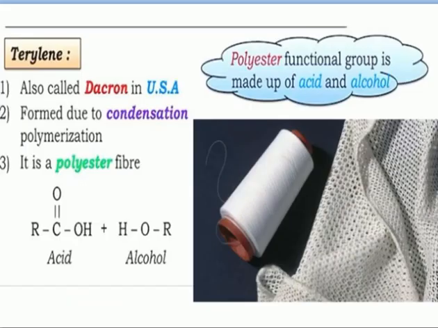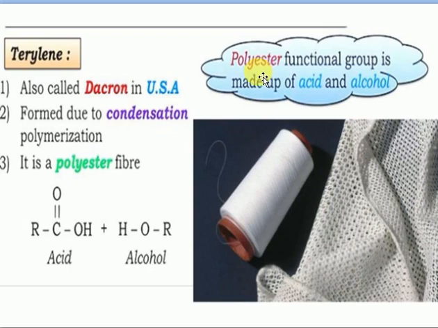First point, look, students: terylene is also called Dacron in the USA. You know very well that nylon is an amide polymer. Terylene is a polyester polymer. Generally, esters have a fruity odor.